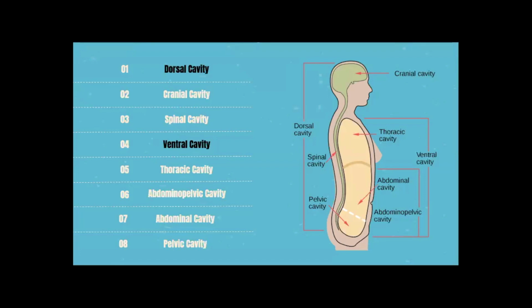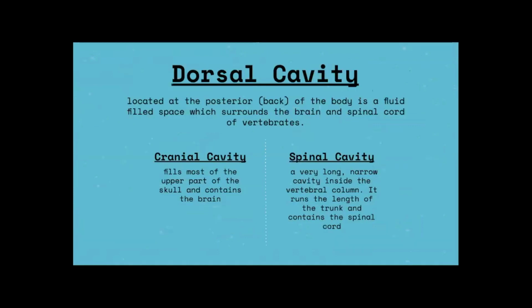And for the ventral cavity, we have another 2 main sections, but one of those sections is divided into another 2 sections. So for the ventral cavity, we have the thoracic cavity and the abdominal pelvic cavity. In the abdominal pelvic cavity, we have 2 other cavities called the abdominal cavity and the pelvic cavity. Easy way to remember it, abdominal pelvic has both of the words that it sections out into, the abdomen and the pelvis.